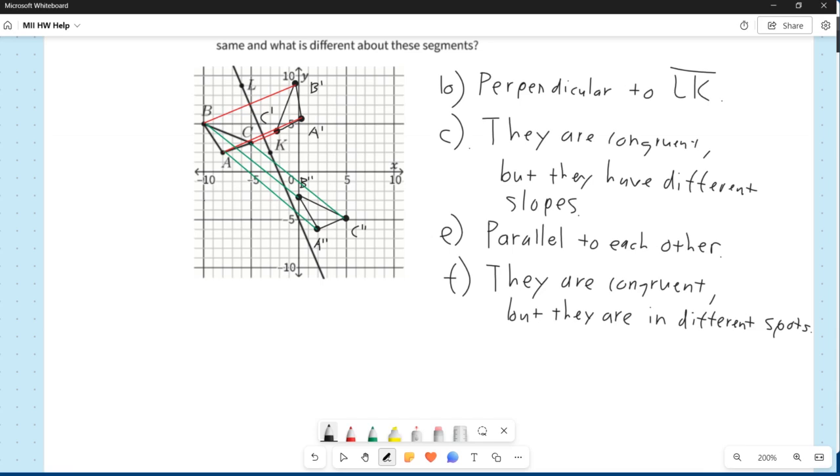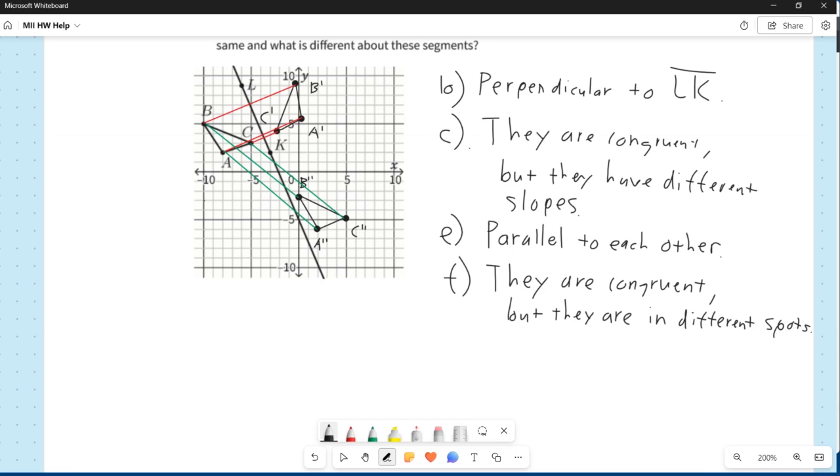Part G, translate triangle ABC. So again, we're going back to the original triangle. Translate triangle ABC down 10 units and reflect it over the y-axis. Label your new image with triple prime. Okay, so we're going to have a reflection here, but luckily this reflection is going to, again, be significantly easier than what we did in part A.